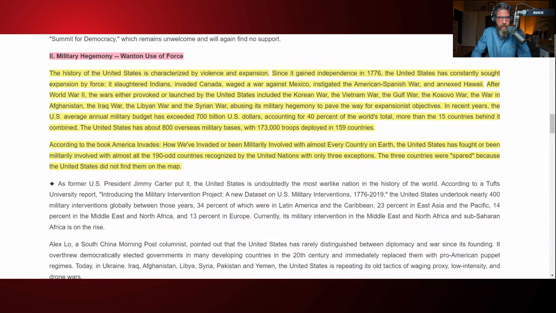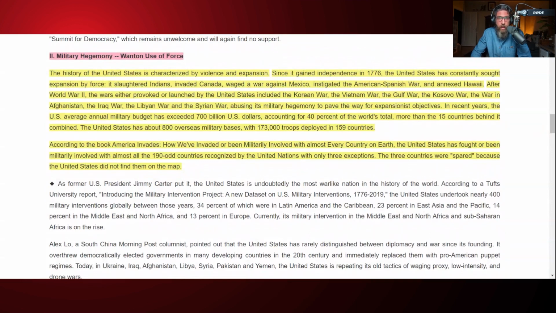In recent years, the US average annual military budget has exceeded 700 billion US dollars, which will become, by the way, guys, $1 trillion next year. Accounting for 40% of the world's total, more than the 15 countries behind it combined. The United States has about 800 overseas military bases with 173,000 troops deployed in 159 countries. Wow. 159 countries, guys. The United States has 800 military bases around the world with 173,000 troops. It's about the same amount as the Syrian armed forces inside of Syria.